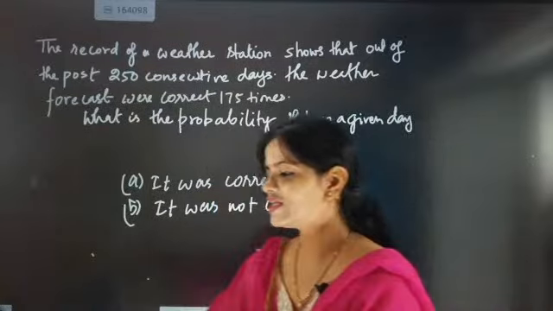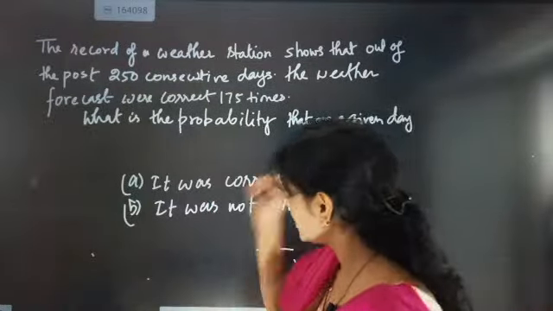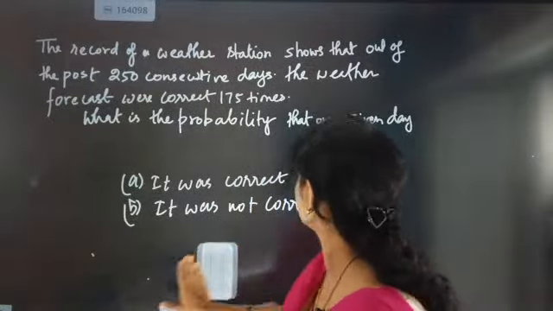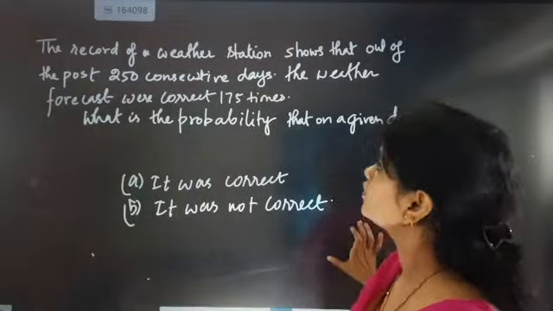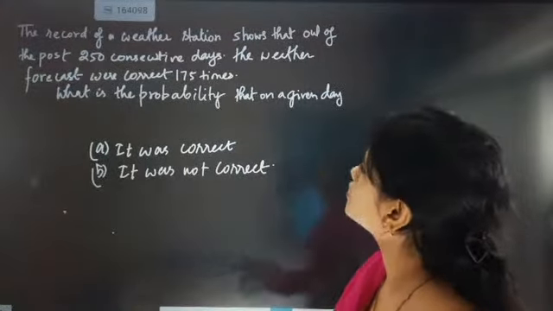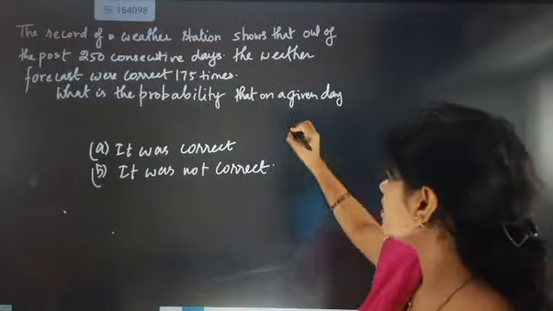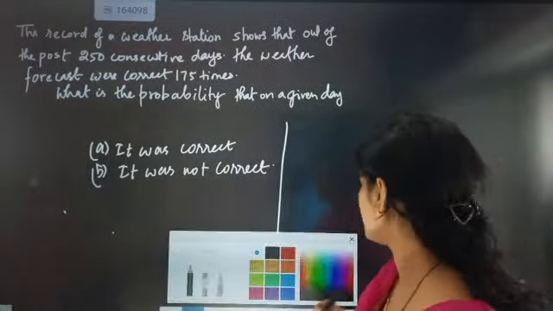So 250 days weather forecasting. 250 days weather forecasting means, okay, 250 days weather forecasting. So total sample space is coming how much here? Sample space is coming here.